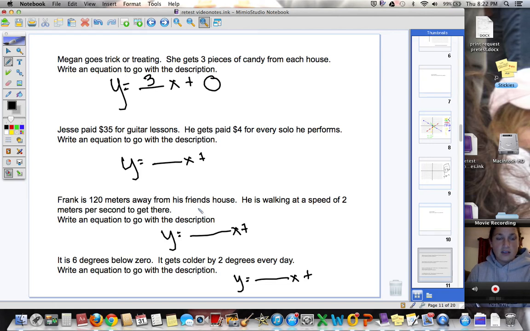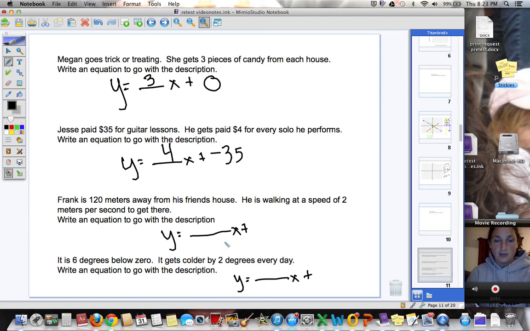Jesse paid $35 for guitar lessons. He gets paid $4 for every solo he performs. So the first thing that Jesse has to do is he actually has to pay for the guitar lessons. He can't just start getting paid if he's never had lessons. So if he's paying for lessons, he is losing money. That's what I'm starting with. The starting value always goes on the outside without the x. Then he's getting paid. So that means he's earning money, so it should be a positive 4.